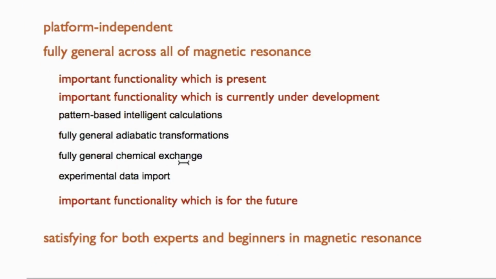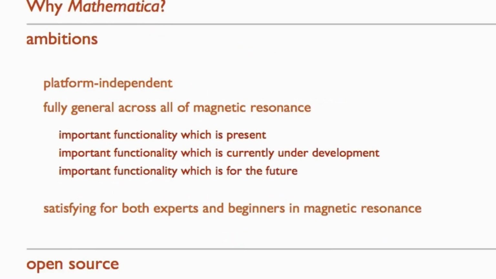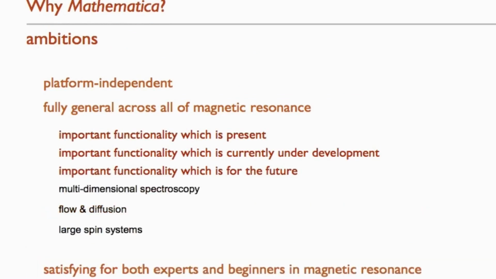Maybe a very important one actually is chemical exchange, which I know that Art will cover in some of his lectures, and is a very important part of modern magnetic resonance. At the moment that's not part of SpinDynamica functionality, but it's being implemented as we speak. And at the moment SpinDynamica is rather weak on multidimensional spectroscopy and in covering phenomena such as flow and diffusion. But again, these are things which are likely to develop in the future.